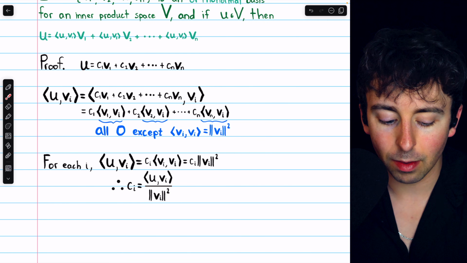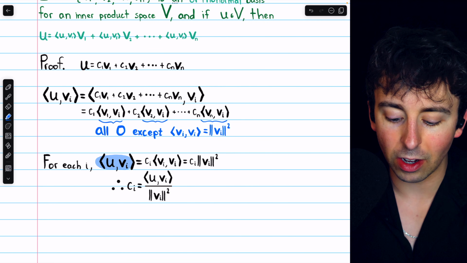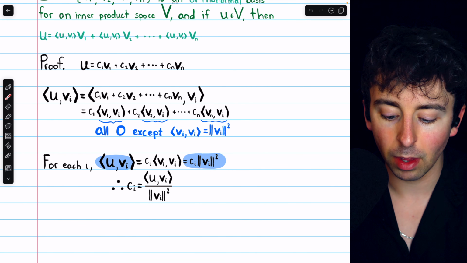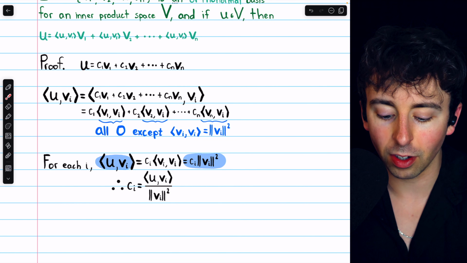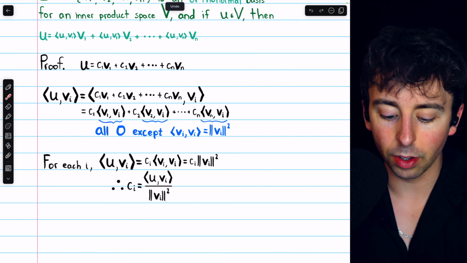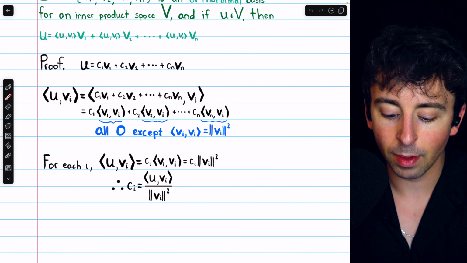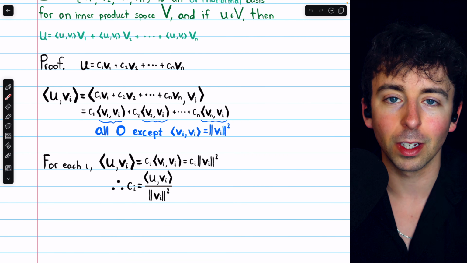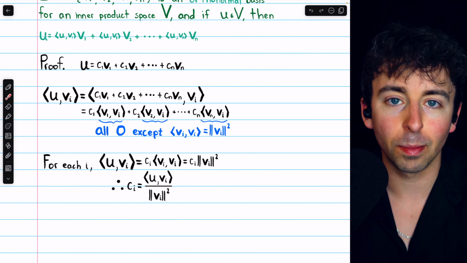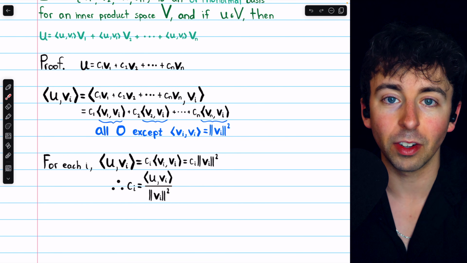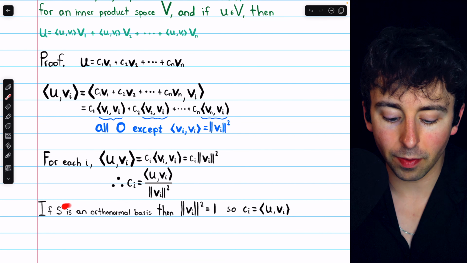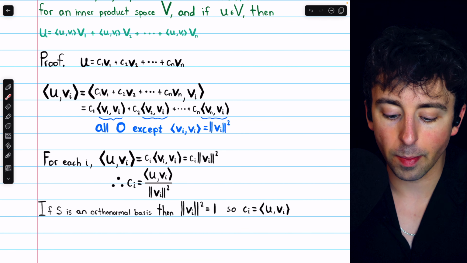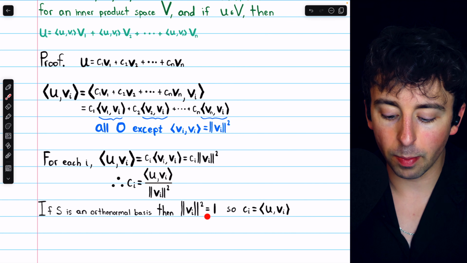Therefore, dividing both sides of this equation by the square of the norm of vi, we are able to solve for the coefficient ci. ci must equal the inner product of u with vi divided by the square of the norm of vi. And again, i here is arbitrary. This logic applies to every single coefficient. And as we said a few minutes ago, if S is an orthonormal basis, the square of the norms in the denominators of these coefficients will all be equal to 1.